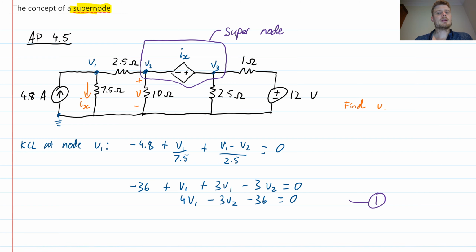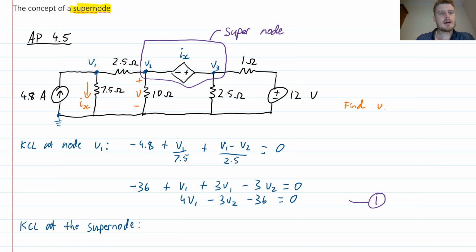Kirchhoff's current law applies not only to nodes, but also to regions of the circuit. If that's not obvious to you, there's a proof in the textbook that explains how this works. You can derive it by doing KCL separately on each of these two nodes with an unknown current I that links them, and a bit of algebra. What you end up with is that you must be able to write KCL for the entire supernode. So I'm going to go ahead and do that as the next step of solving this problem. I'm going to write KCL at the supernode.